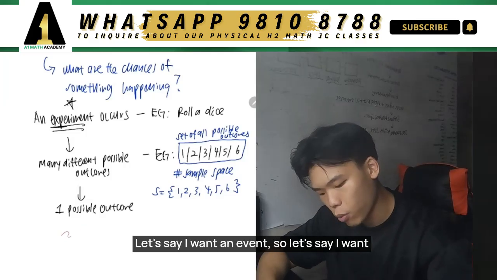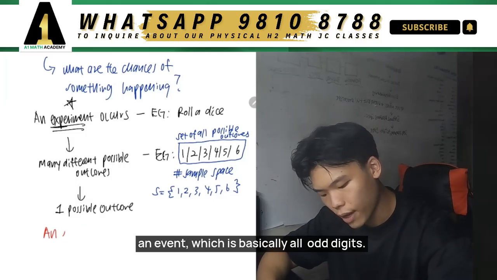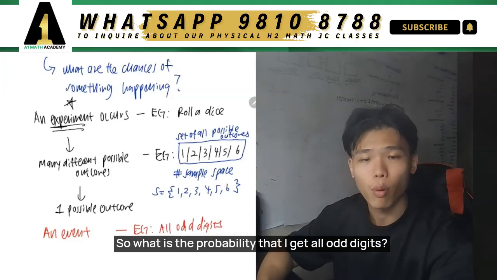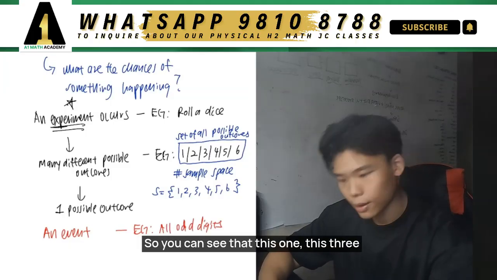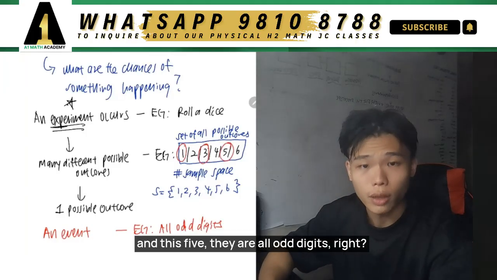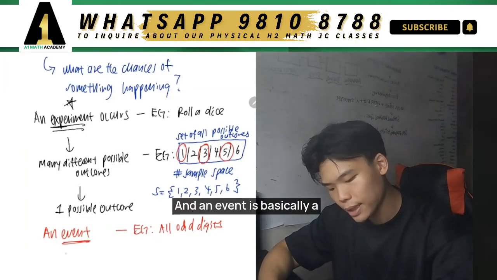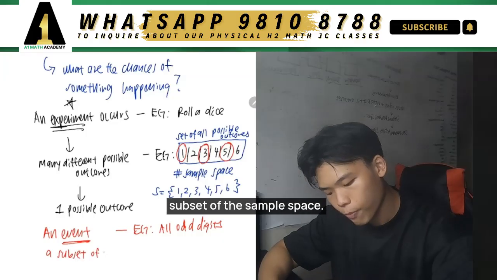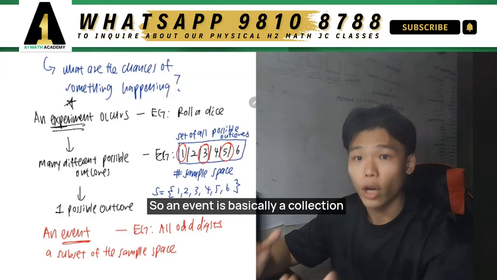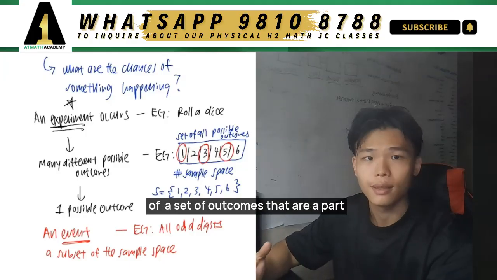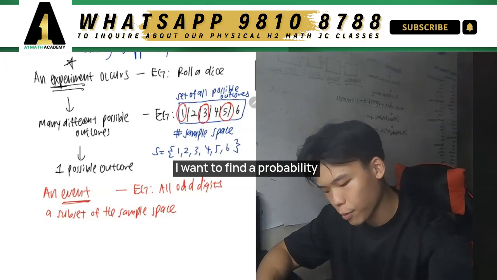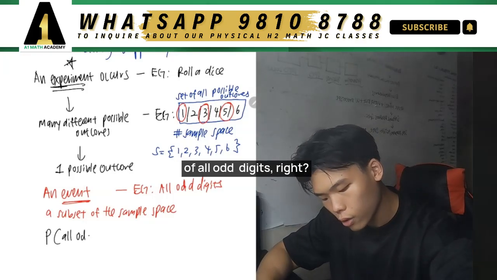Given that we have this set of possible outcomes, let's say I want an event, which is all odd digits. What is the probability that I get an odd digit? You can see that the 1, the 3, and the 5 are all odd digits. An event is a subset of the sample space. It is a collection of outcomes that are part of the entire sample space.